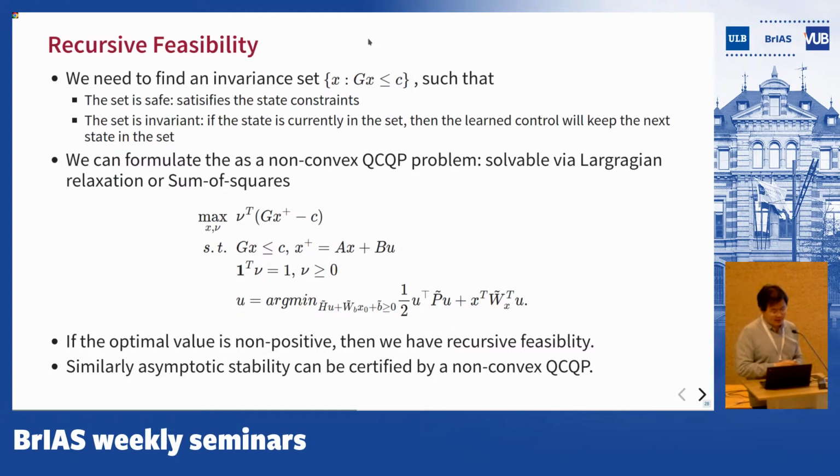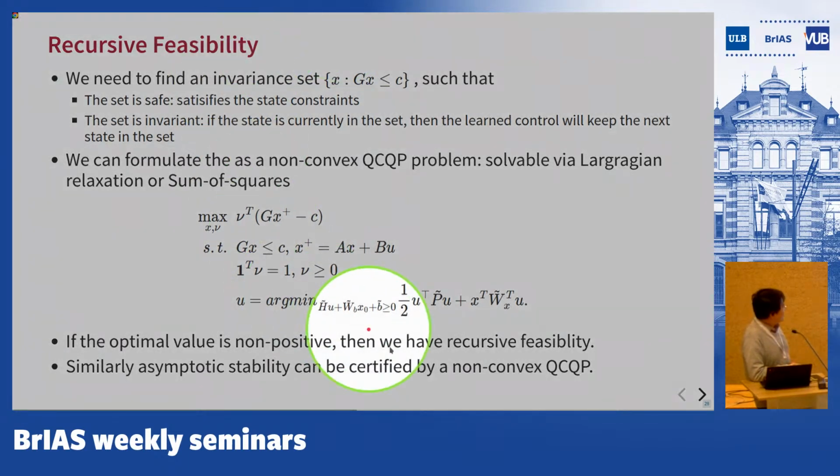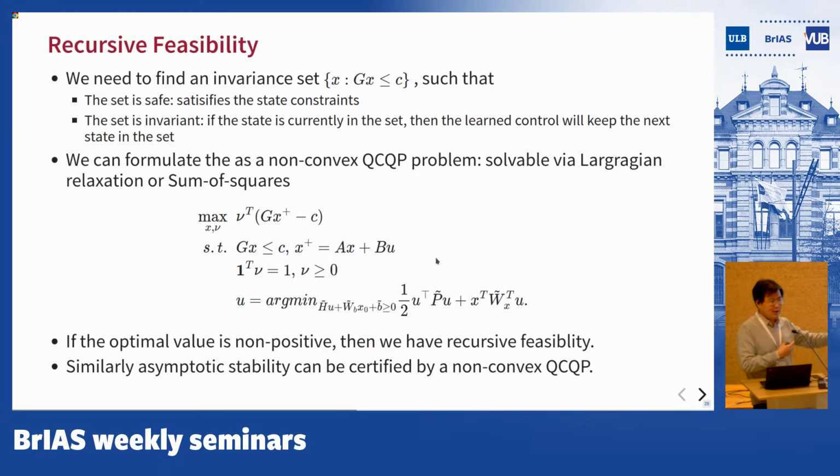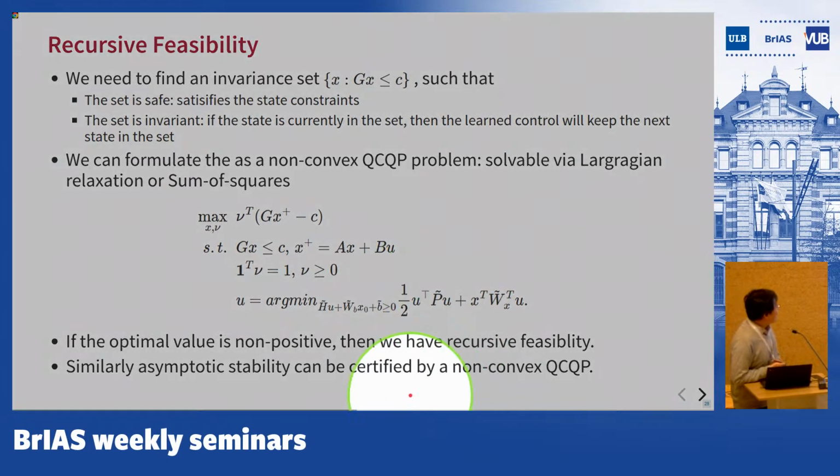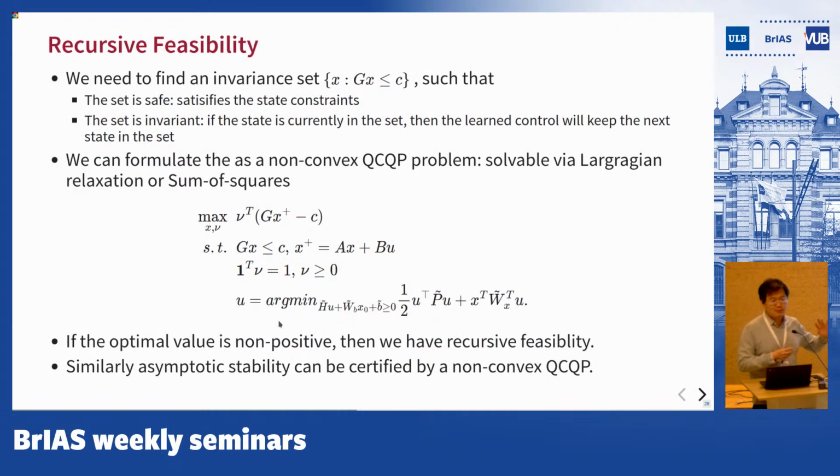I will not really go into details, but you can see that this quadratic programming representation of the controller is actually quite important, because we need something like this in order to convert all the proof into a big non-convex optimization problem. And similarly, you can prove stability in this manner. You create another optimization problem based on the controller you learned, and then you can do this.